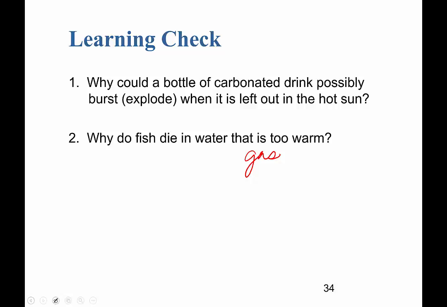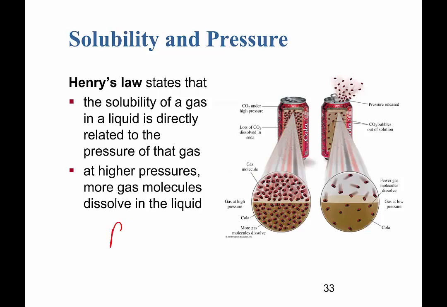Let's go back to our equation. It says that pressure is proportional to the solubility, or the concentration. So S tells me my solubility, P tells me my pressure, and K is a constant. And that's the equation that a lot of times we use for Henry's law.